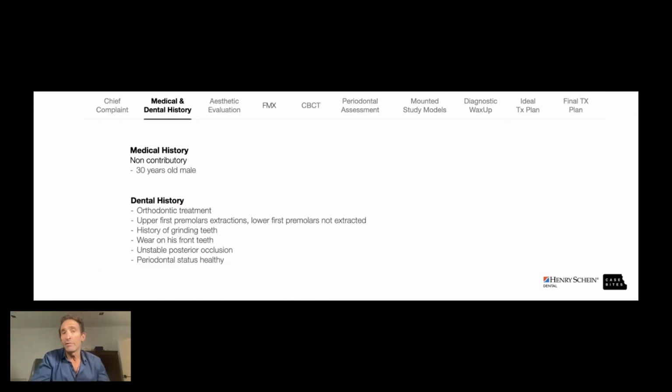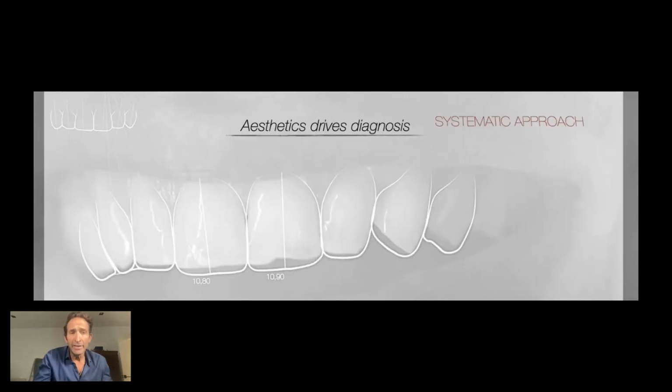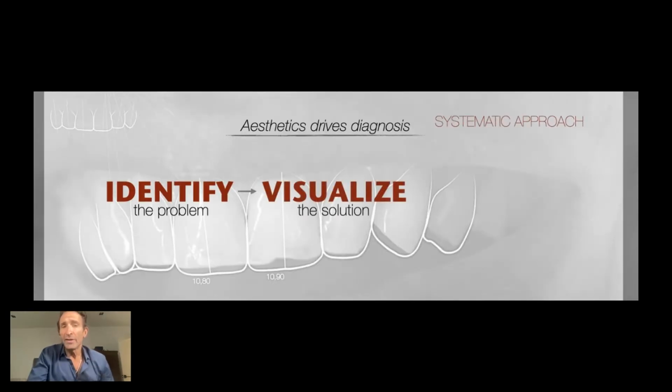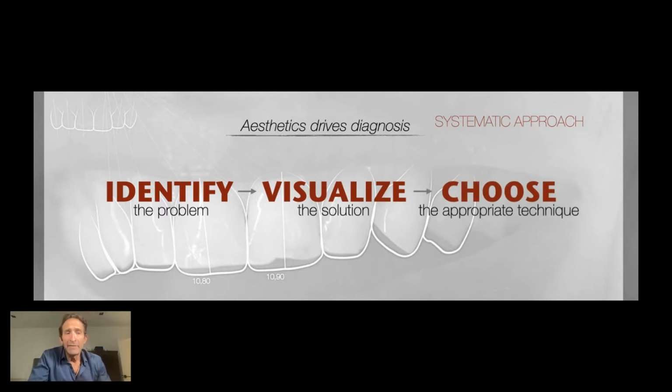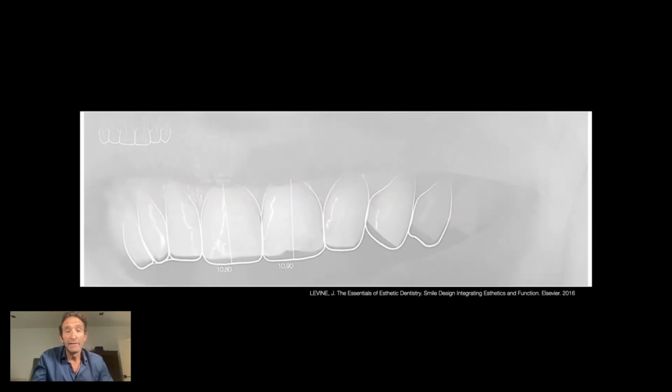Medical history, non-contributory, 30-year-old male, 30 years ago. His dental history, he had orthodontics, premolar extraction in the upper jaw only. History of grinding teeth, a lot of wear on his front teeth. Very unstable posterior occlusion, periodontal status healthy. So back 30 years ago, we still took this systematic approach, identified the problem using these 3 steps, and then visualize where we want to go, and then always choose the appropriate technique, which is the conservative technique. Same thinking today, same thinking back then.